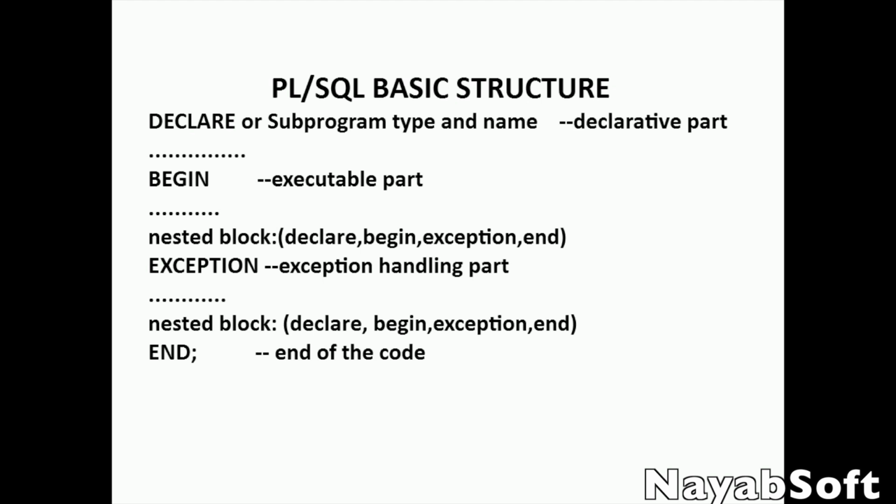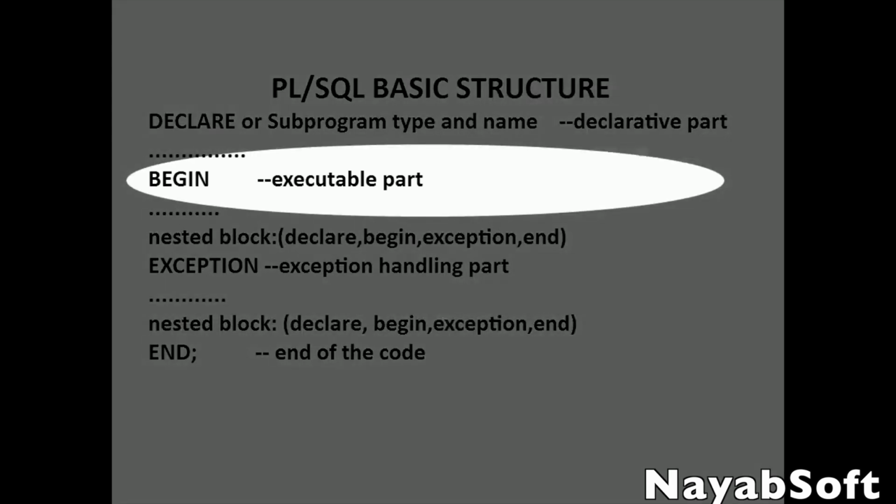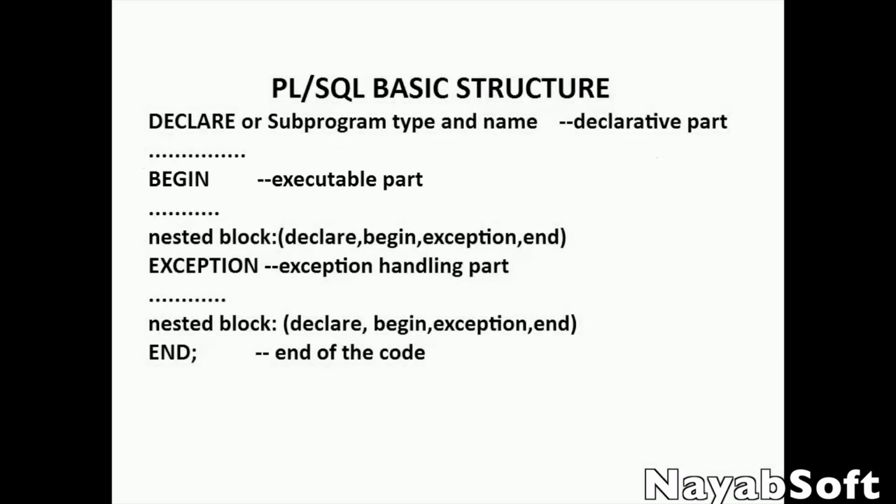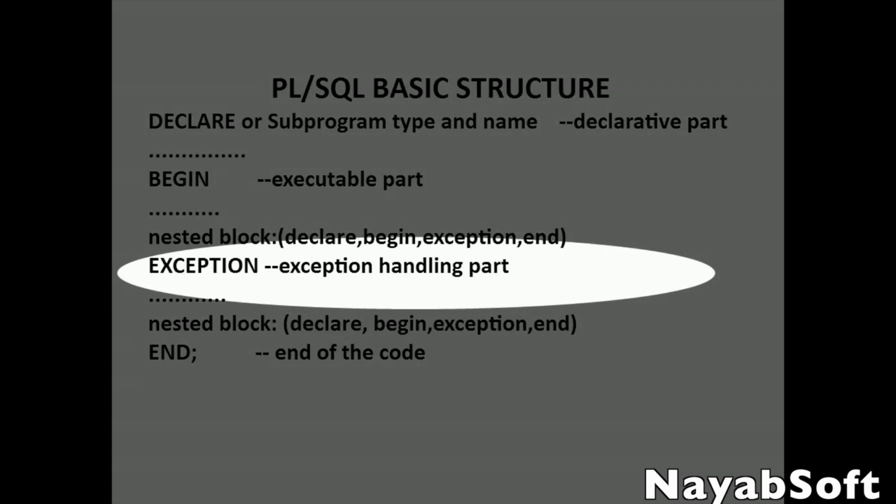Executable part is where actual code runs. Only this part in the block is mandatory. This part starts with the keyword begin. Exception handling part is where we provide code to tell the program what to do if some error occurs in the code. This part starts with the keyword exception.